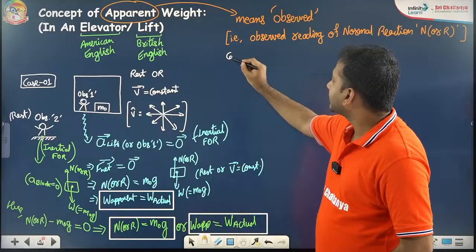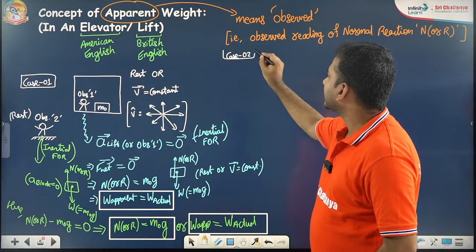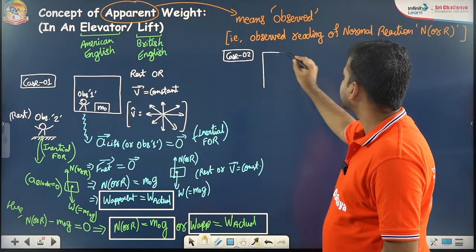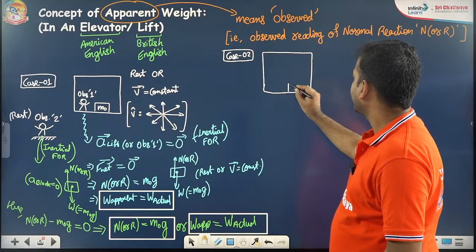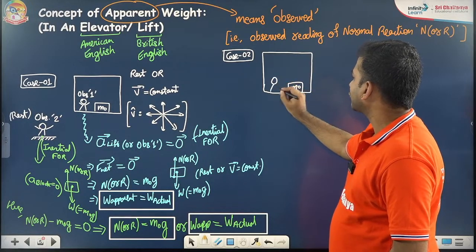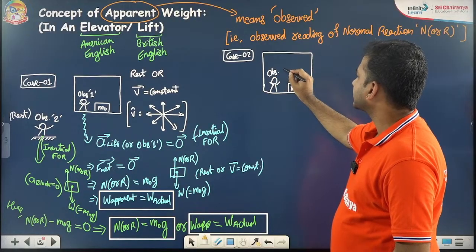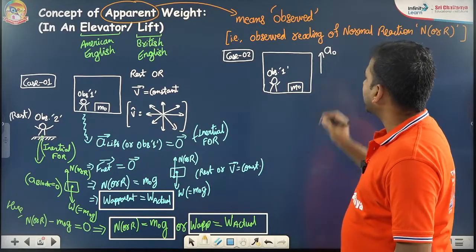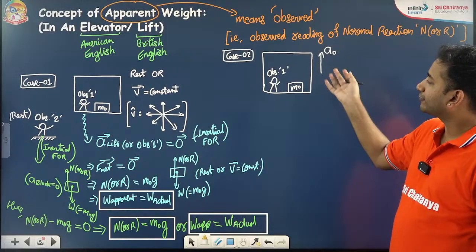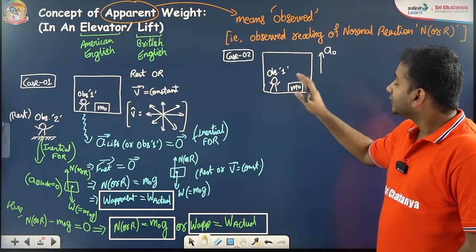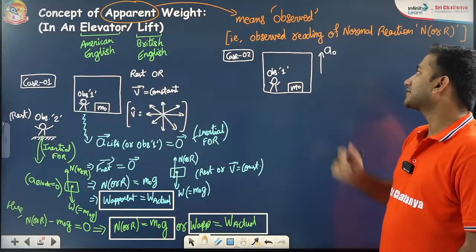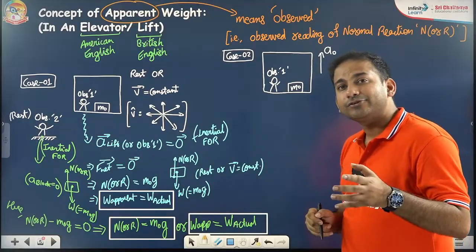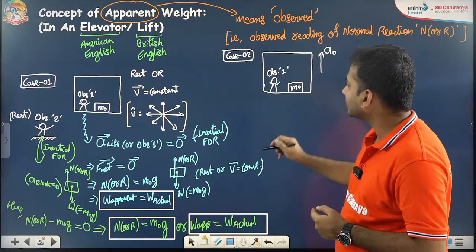So let me write case 2 for you. In this case 2, there is this elevator, there is this m naught, this is observer 1. Say the acceleration of the lift is upwards, a naught. If an observer is standing inside the lift, then the acceleration of observer 1 as well as of m naught is going to be the same, the acceleration of the lift, a naught.